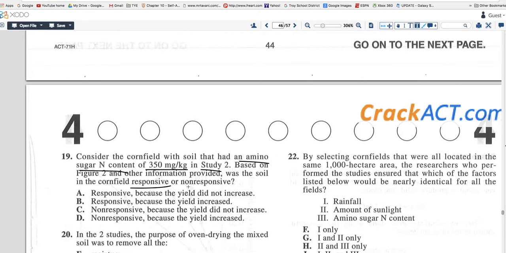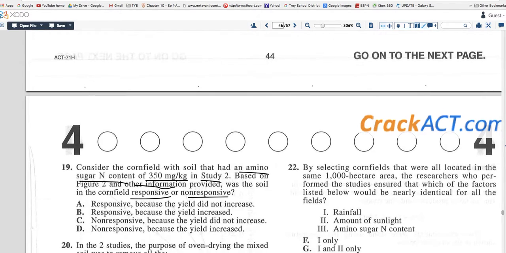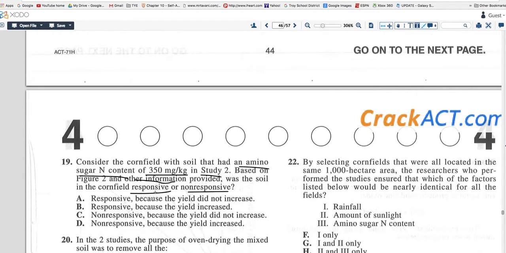Good. Another thing we also need to underline is other information. This tells us, what do you think that this tells us when it says other information? Brianna, where else do you think we need to look? The intro. Good. We also need to look at the intro. Why? Because we need to define what responsive and non-responsive means. I know it's kind of intuitive, but you need to always define every single variable in a science experiment. So we need to see what responsive and what non-responsive means.